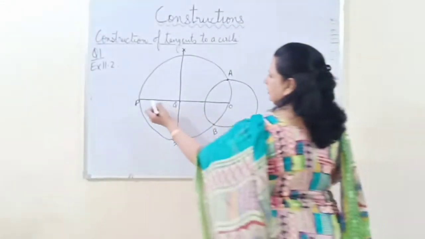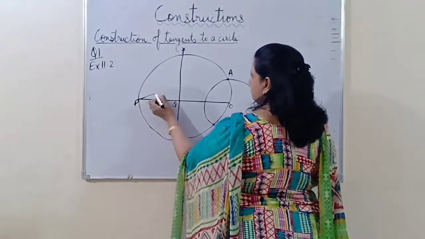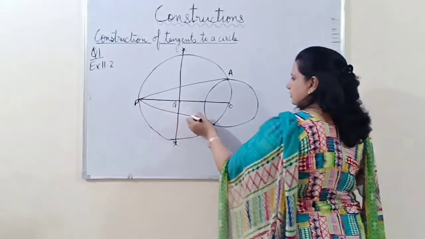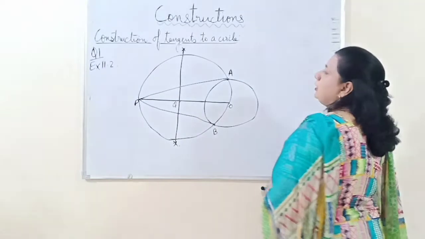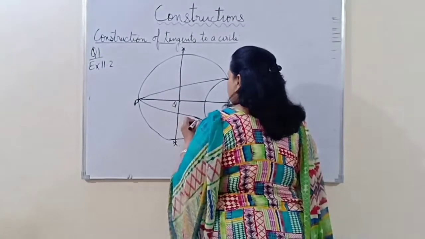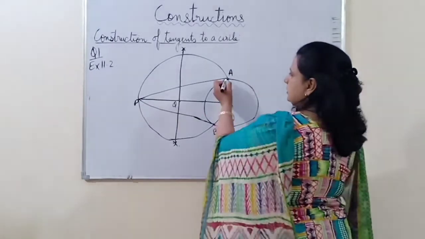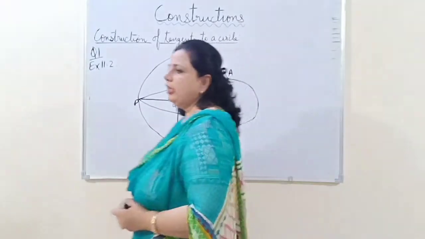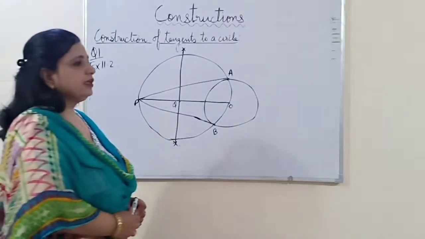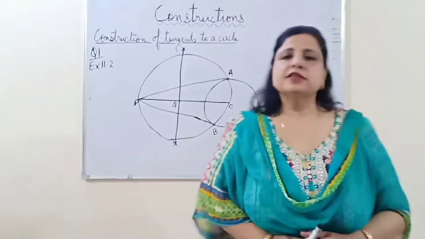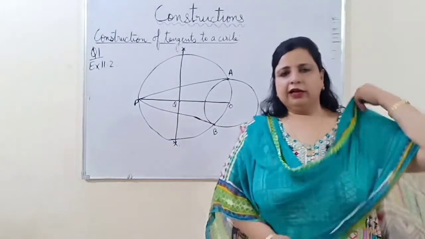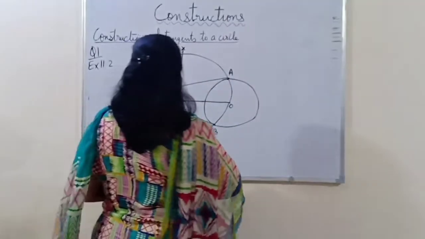Join PA, join PB, then PA and PB are the required tangents to the circle. Now the question arises why these are the required tangents. So for that I'll give you the justification.